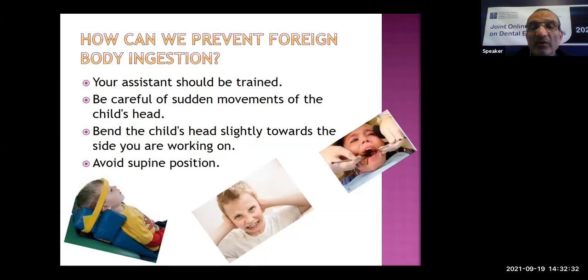We must be careful of sudden movement of the child's head and bend the child's head slightly toward the side that we are working on, and avoid the fully supine position. But sometimes with a very young child, for example less than 2 years, we work in the lap to lap position with the mother. We must be very careful.